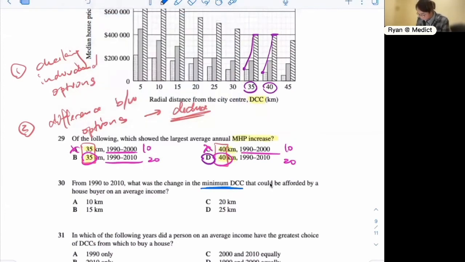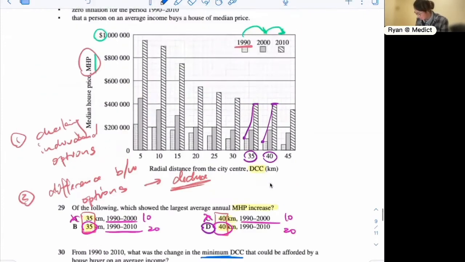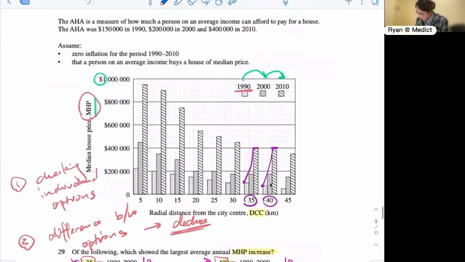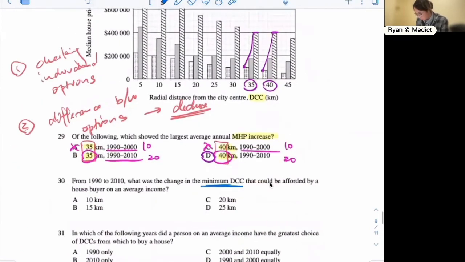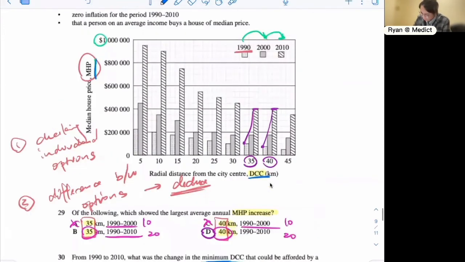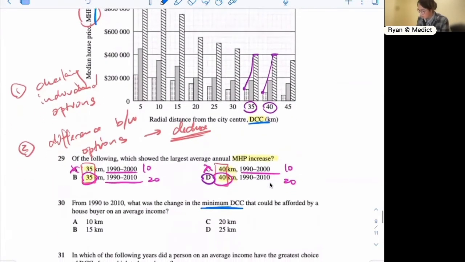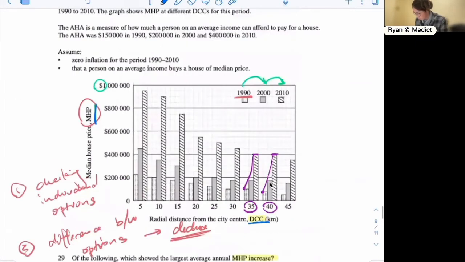And also that can be afforded by a house buyer on an average income. Then I don't know, because DCC doesn't tell us about affordability. MHP doesn't tell us about affordability. So that means there has to be something else that we need to identify from the additional information.